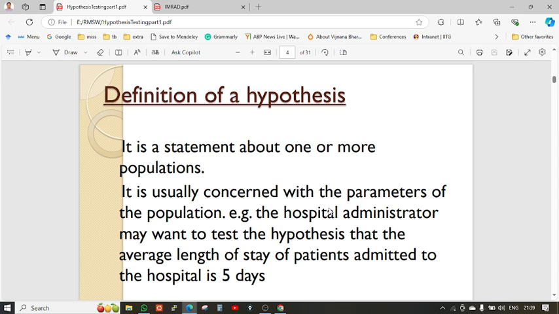So first was the definition of a hypothesis. It is a statement about one or more populations that is usually concerned with the parameters of the populations. For example, a hospital administrator may want to test a hypothesis. This may be anything, but this is a simple case. The hospital administrator is going to test the hypothesis that the average length of stay of a patient admitted to the hospital is 5 days.